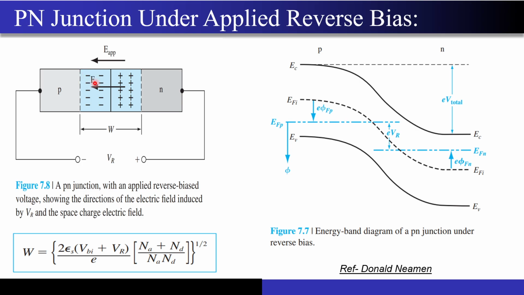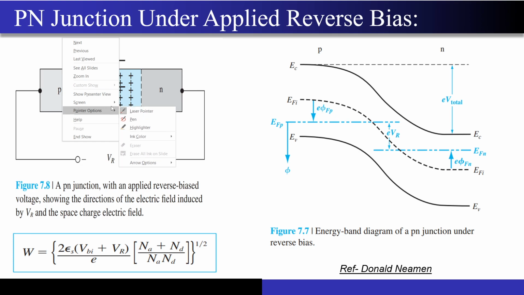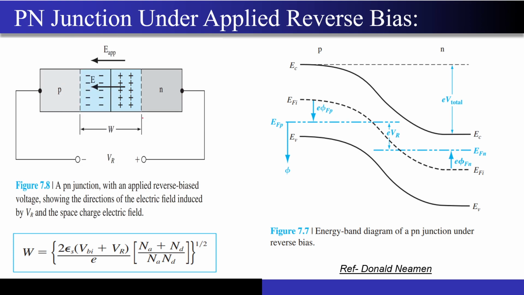Let me turn on the pen, it will be better. Just a minute. So now what is happening? There were some free holes present over here, and now all of them got moved to the left side because we applied a reverse bias.